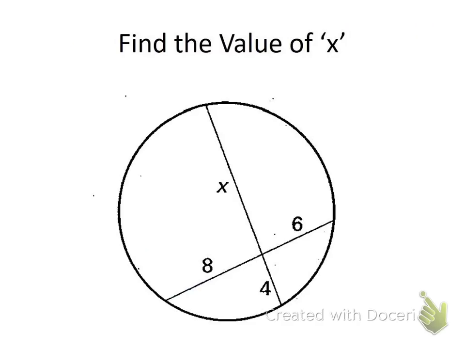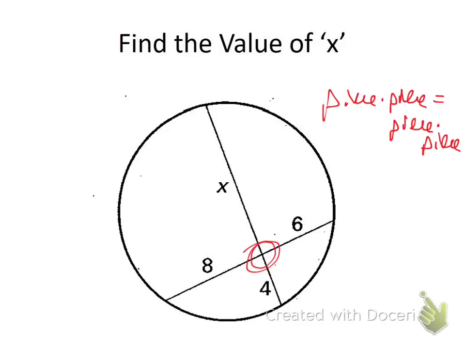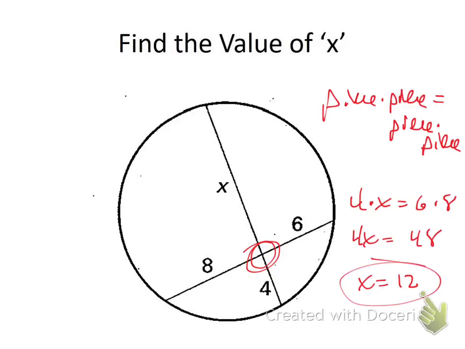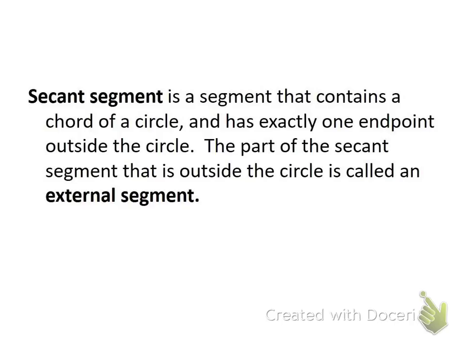So, for an example here, we've got two chords that intersect, the intersection is inside the circle. So we need to go piece times piece equals piece times piece. Sort of an oversimplification of that theorem. So we'd go 4 times x has to equal 6 times 8. So you get 4x equals 48. Divide both sides by 4. And x is 12. Right? And so there you go. All right? So that's what happens when you have two chords that intersect.